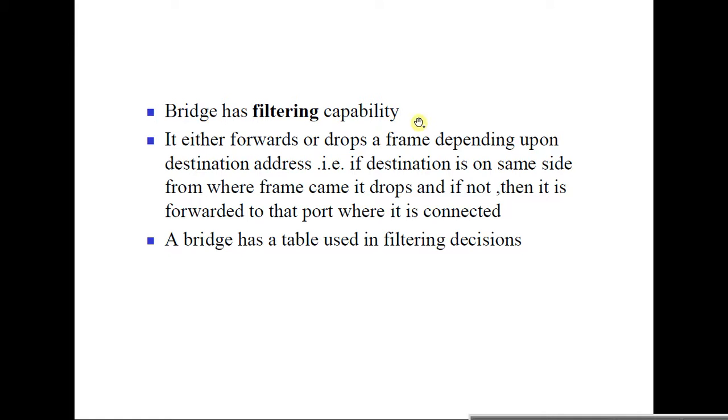Bridge has a filtering capability, so it either forwards or drops frames depending on the destination address. If the destination is on the same side from where the frame came, it drops the frame, and if not, it is forwarded to the port where the destination is connected. Bridge has a table used for filtering the frames.